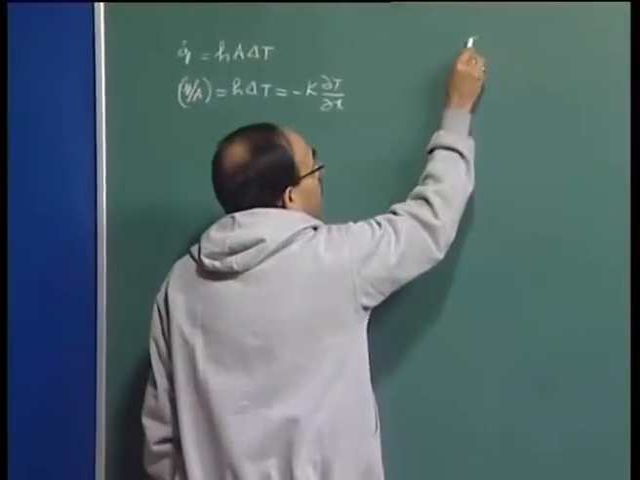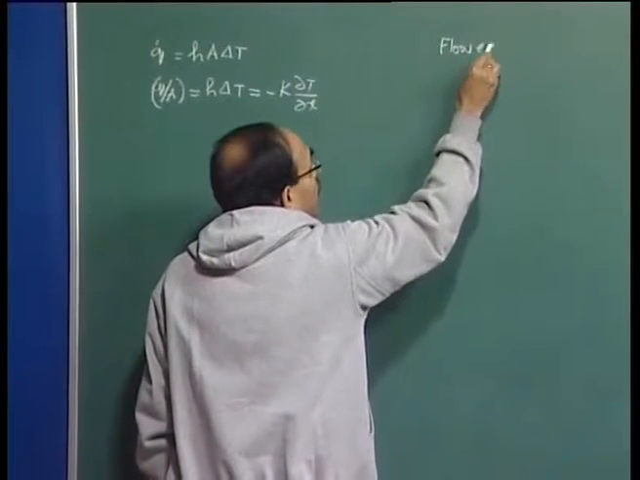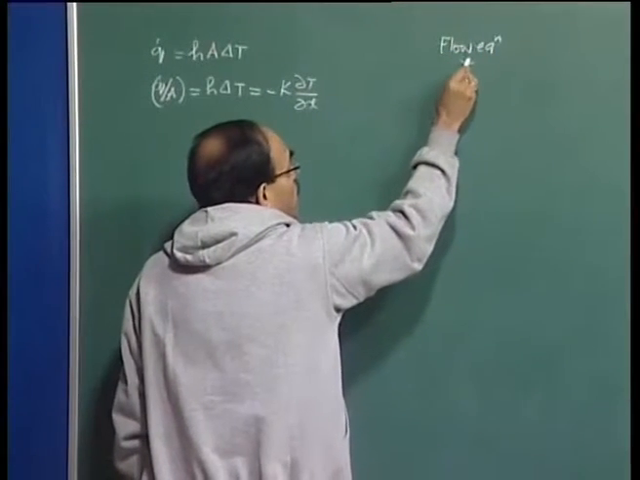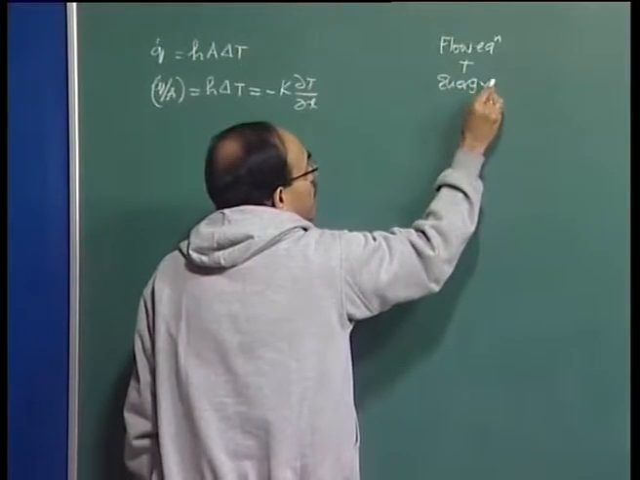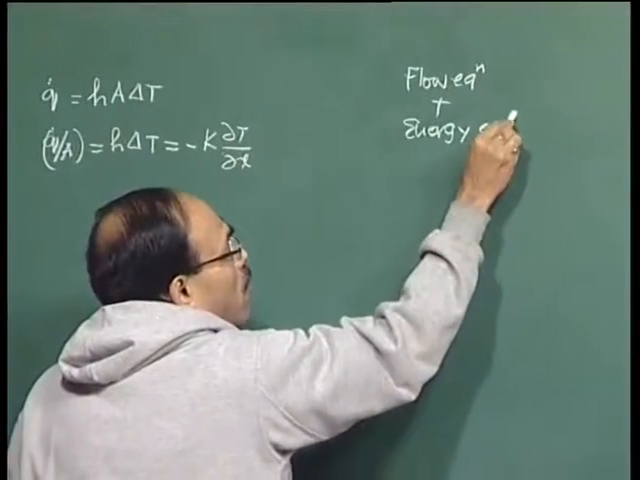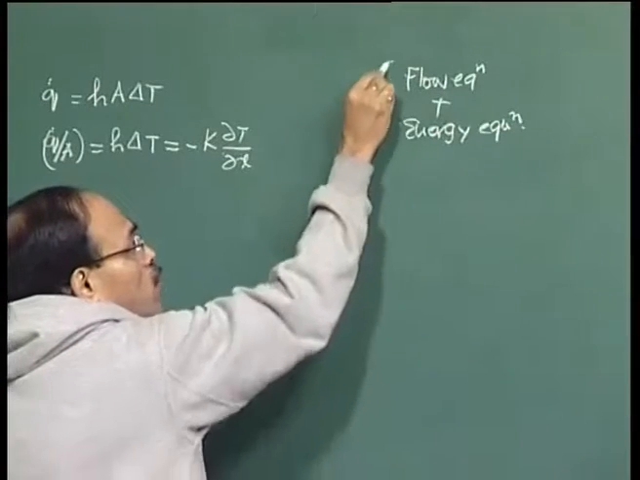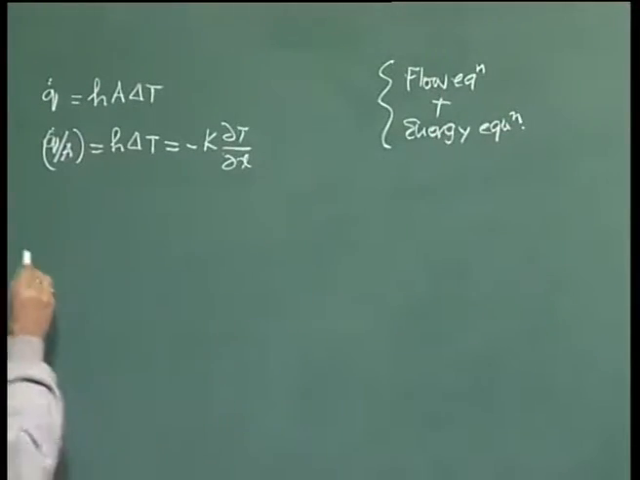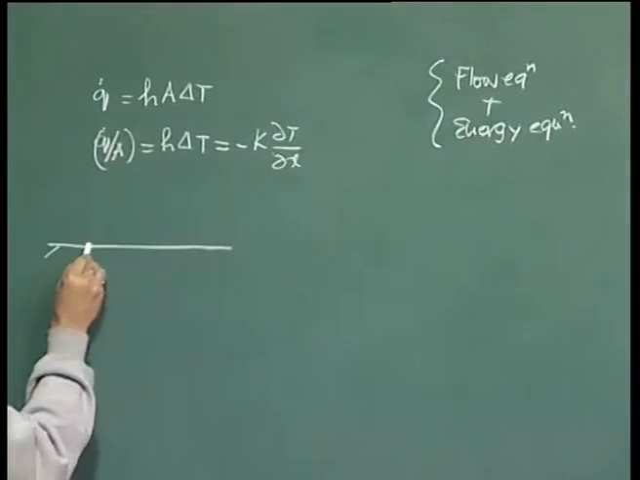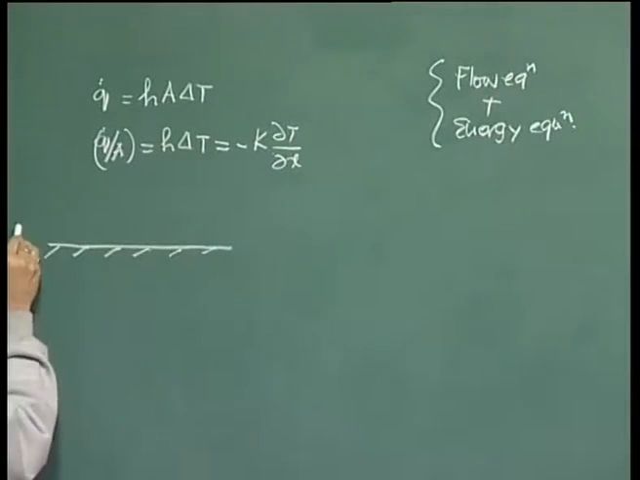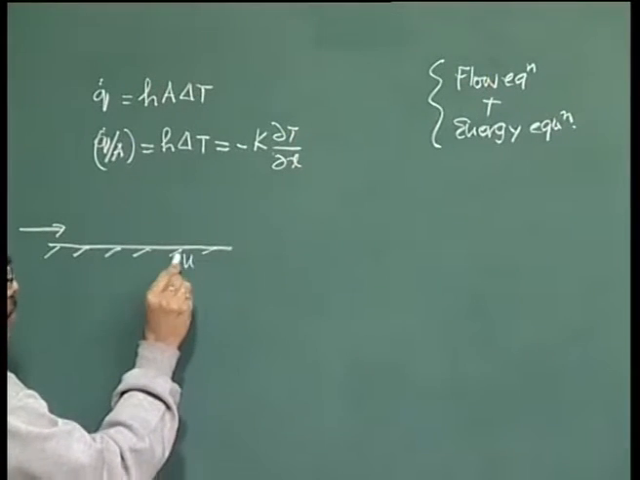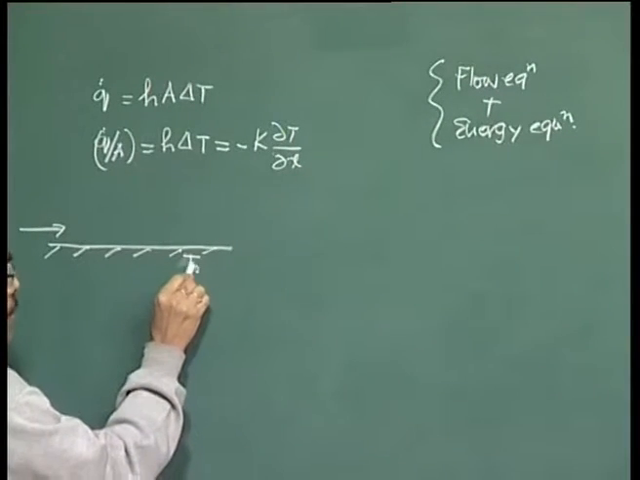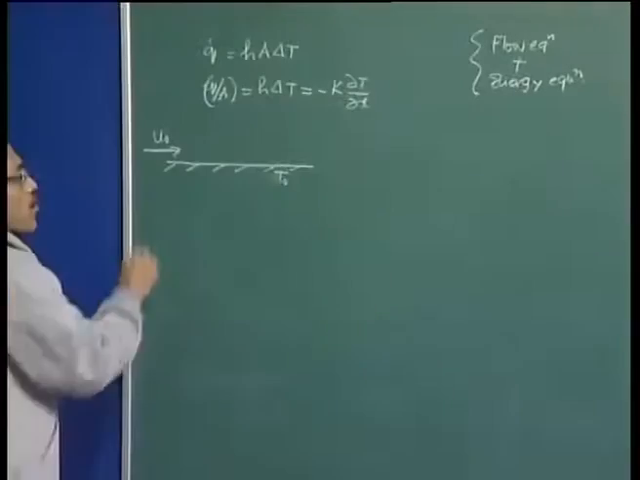Now, as I have mentioned, in many classical situations, it is possible to solve the flow equation. It is possible to solve the energy equation, that is the thermal energy balance equation. If you solve these two, for example, a classical scenario, flow over a flat plate, at which the plate is heated to a constant temperature of say T0 and the velocity is moving with U0.